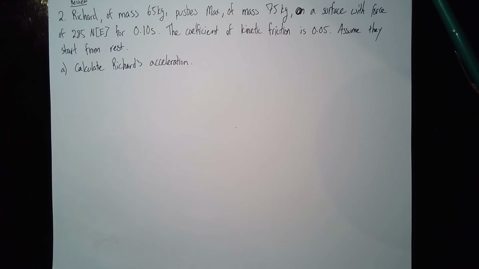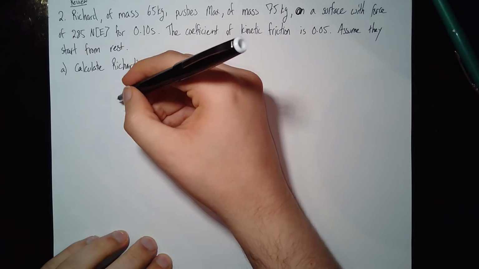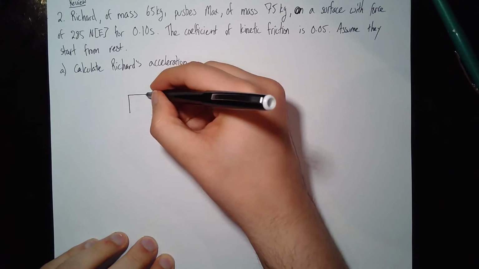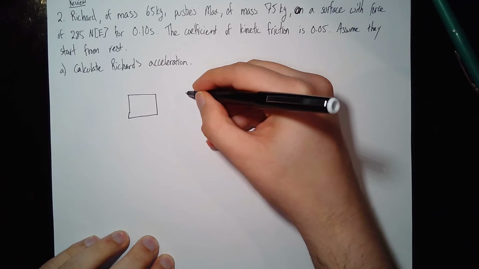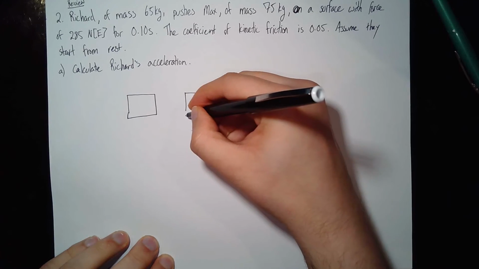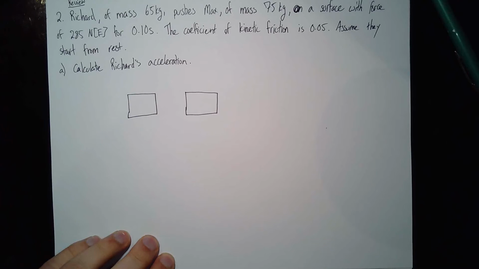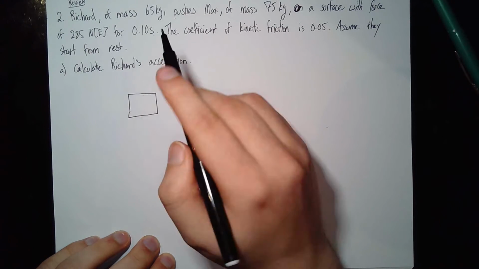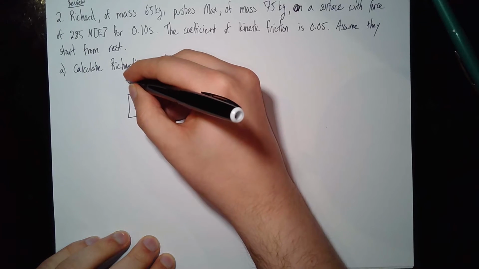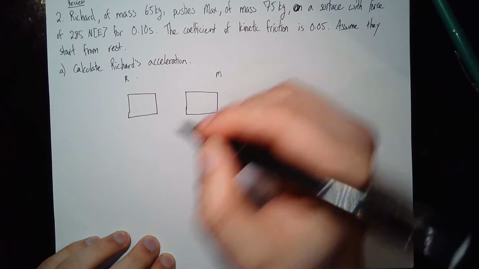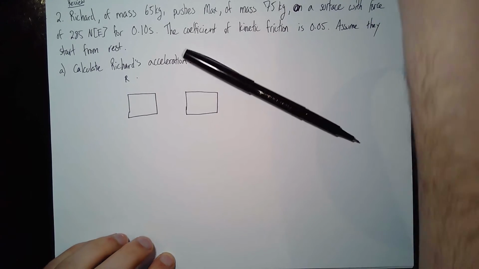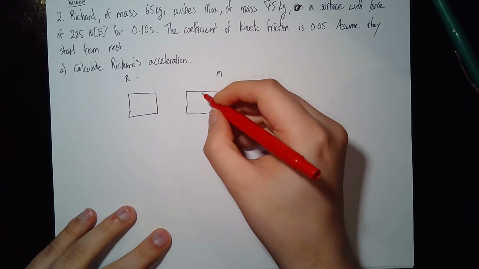some kind of surface which is maybe a little bit slippery, push off against each other. And so first we're going to draw the situation with free body diagrams. So we have Richard and we have Max represented by these boxes, and we know that Richard pushes Max to the east, right? So this is going to be Richard on this side, and this is Max on this side. And Richard pushes Max with a force of 285 newtons, right?